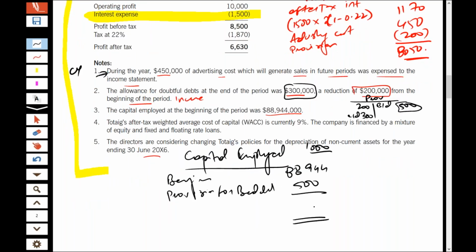Resultingly, it's 88944 plus 500. What is it going to be? 88944 plus 500. So hence, it is 89444. It's going to be 89444.